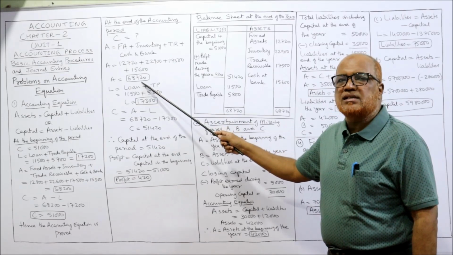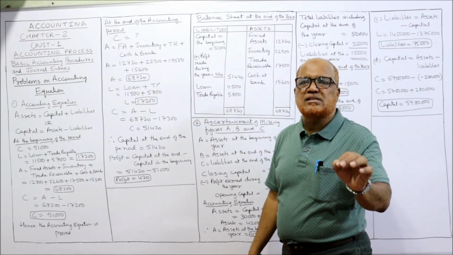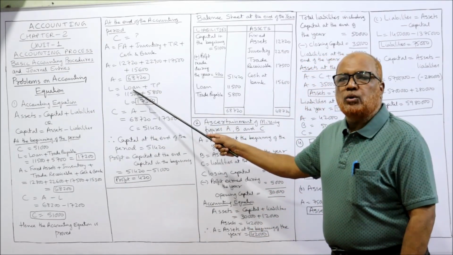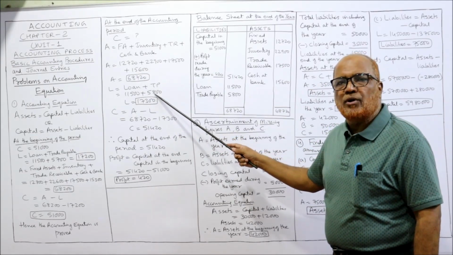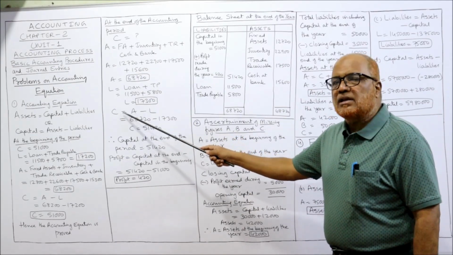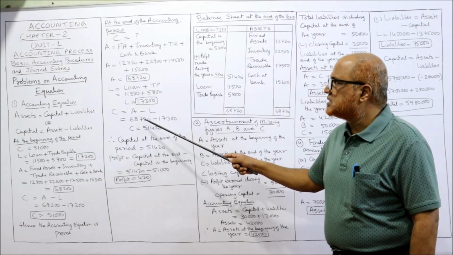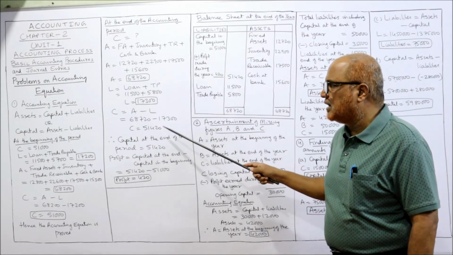Take the total. 68,720 is the total of assets at the end of the year. Liabilities are two, loan and trade payable. Respective amounts are given. Total. Capital is equal to assets minus liability, 68,720 minus 17,300.